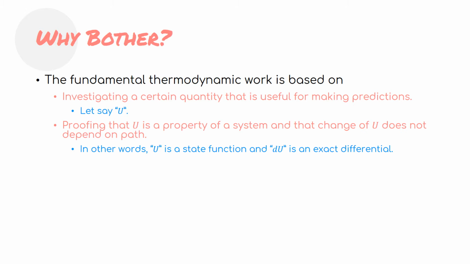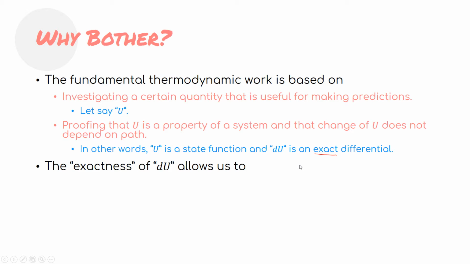And a lot of experimental work, a lot of thinking has gone into proving that U is a property of the system, and that the change of U does not depend on path. Does that sound familiar? Something that is a state function, and U has the path independent property. So essentially it's just proving that U is a state function and that dU is an exact differential. A lot of work has gone into proving that dU is an exact differential.